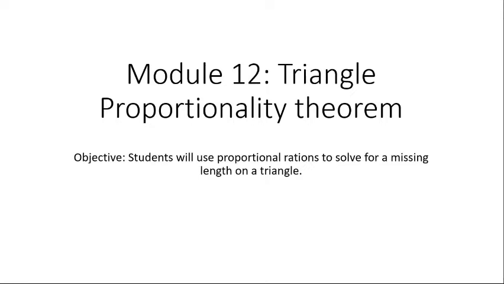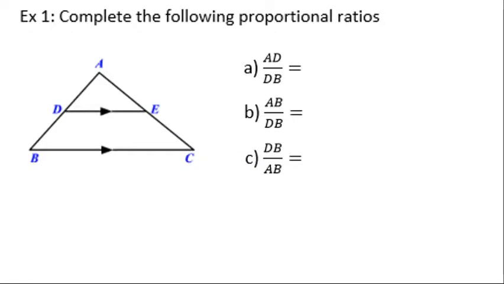Okay, so today we're going over Module 12, the triangle proportionality theorem, and the objective is students will use proportional ratios to solve for a missing length on the triangle. So we're going to start off with this one. We're going to complete the following proportional ratios.